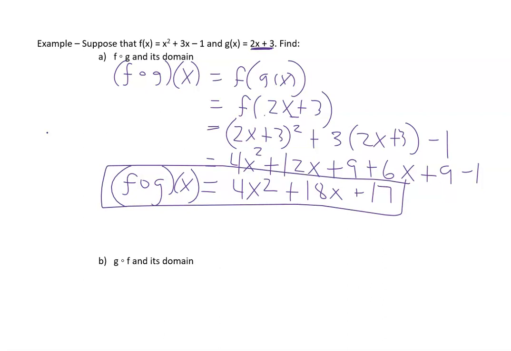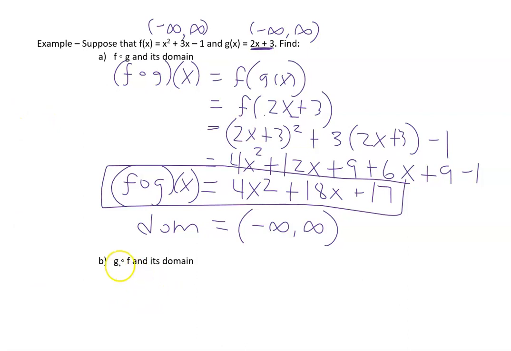Now we need to find the domain of this function. Well, remember that the domain is based on the domain of the original functions. So since f of x is a quadratic, it falls under that polynomial umbrella, so its domain is all real numbers. Since g of x is linear, it falls under the polynomial umbrella, so its domain is all real numbers. So that tells me that the domain of the composition of the two is going to be all real numbers.